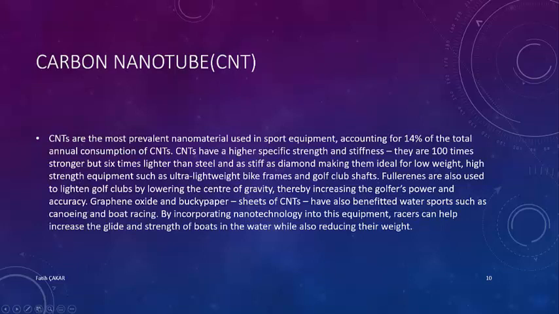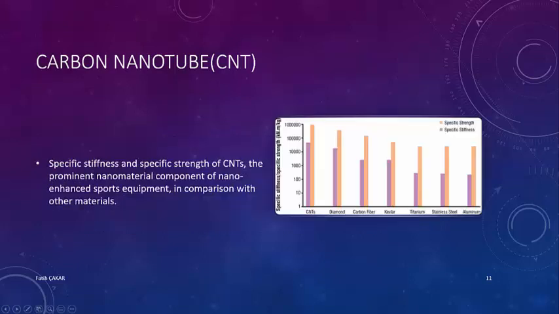Fullerenes are also used to lighten golf clubs by lowering the center of gravity, thereby increasing the golfer's power and accuracy. Graphene oxide and bucky paper, based on carbon nanotubes, also have benefits in water sports such as canoeing and boat racing. By incorporating nanotechnology into this equipment, racers can help increase the glide and strength of boats in the water while also reducing their weight.